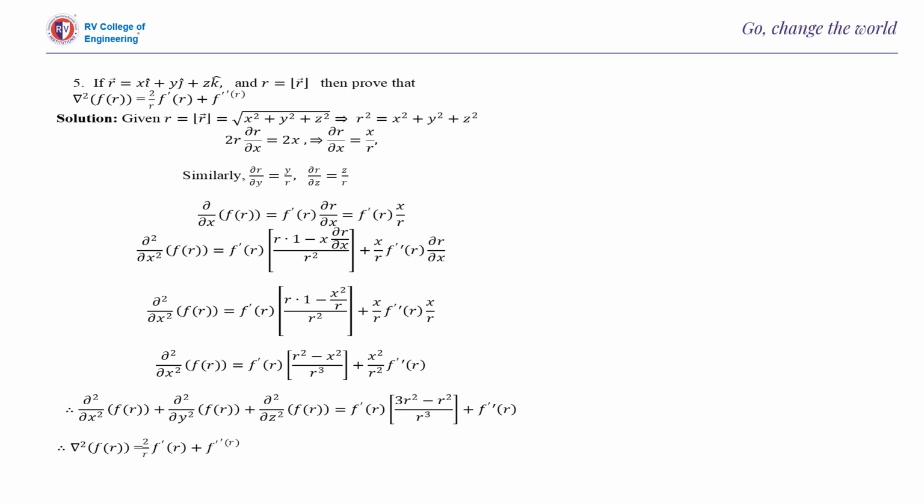Similarly, we will get a second order partial derivative on simplification. Similarly, we will get it with respect to y and with respect to z, and on adding all this, we get an equation.